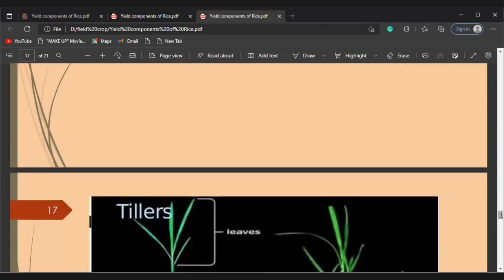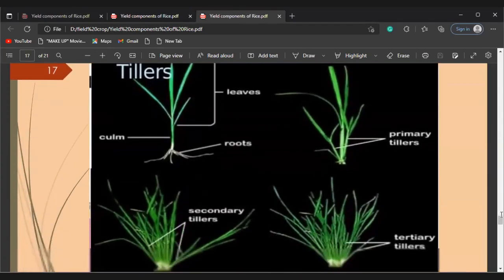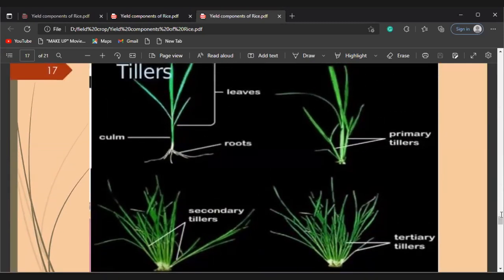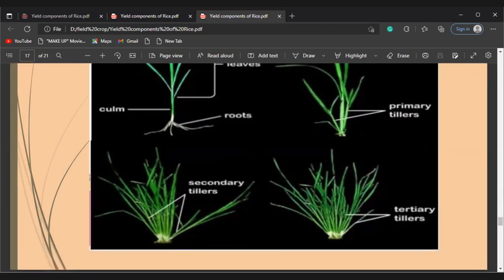Then here, tillers. We will talk about the tillers. By increasing the number of tillers, we can also increase the yield. So tillers. Yes, here. This is the main one. In the picture, this is the main one. These are the tillers. Yes, primary tillers.